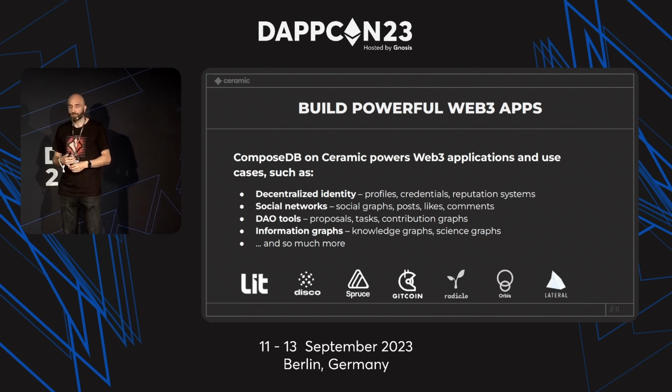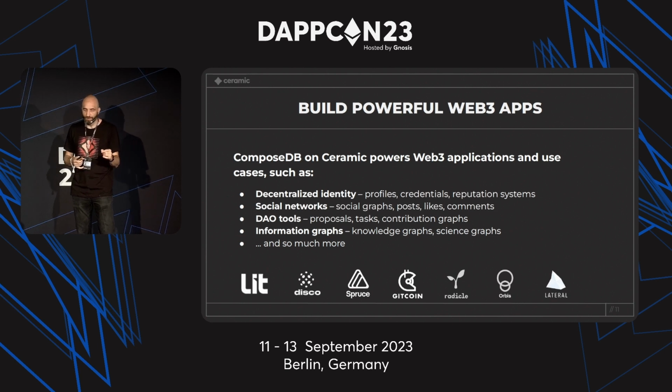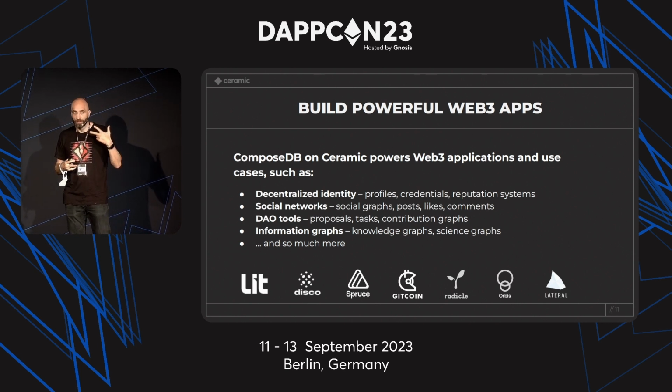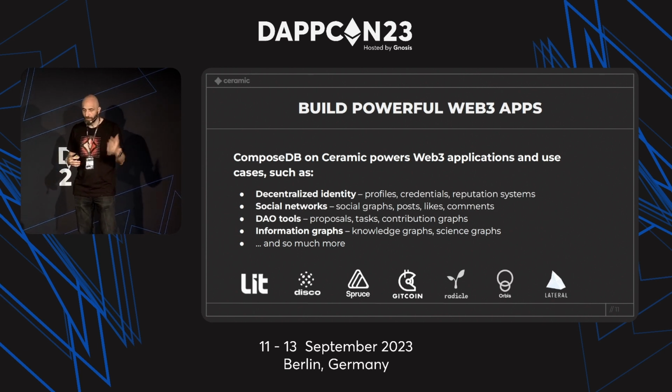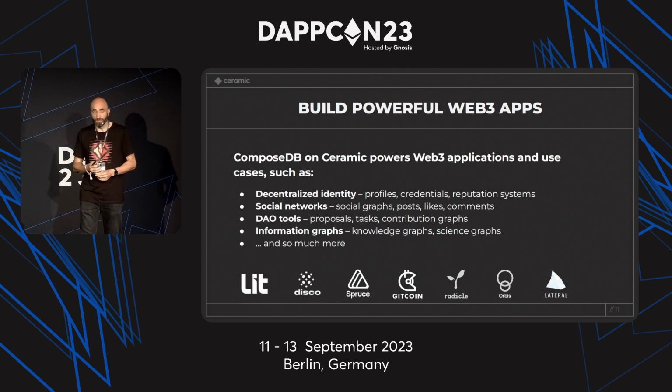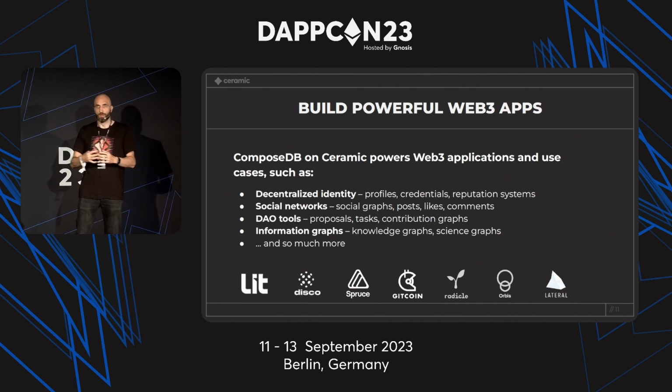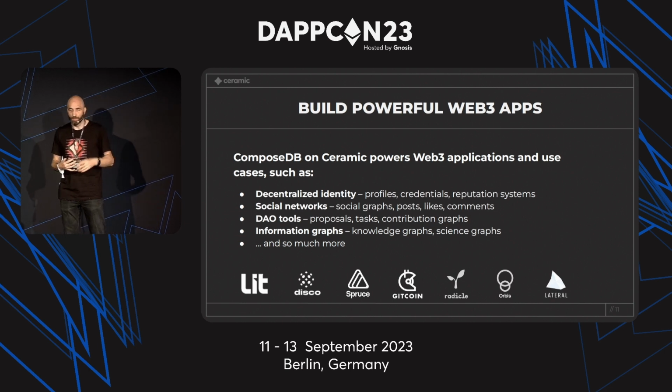The main use cases are decentralized identity, social networks, and DAO tools. DAOs are a very good use case because there's a lot of data, all of it public, and there's a huge need for trust and verification of users. So it plays really great into Ceramic's strengths. And information graphs: a lot of the science industry uses Ceramic for their research data and knowledge graphs.